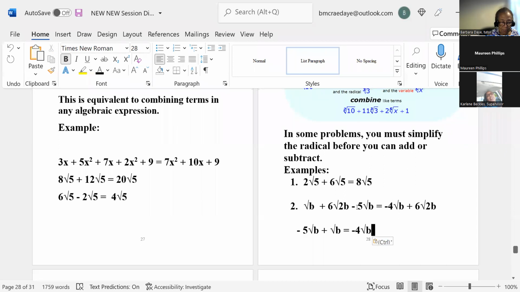We combine the minus 5 square root of b and the 1. Remember the default is 1. 1 times the square root of b. Remember, still keep track of your signs. You have a minus and a plus. You subtract and you get a minus because what? The largest absolute value has a negative. That's the 5. Questions?